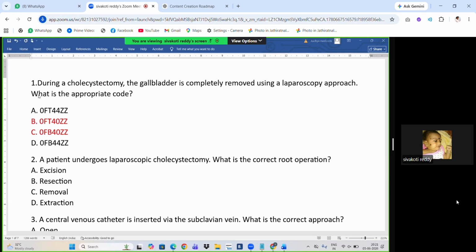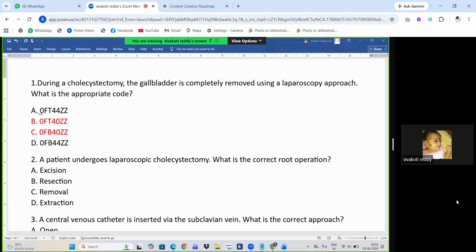Just listen. They given 4 options like this. First we need to check which character they are changing in the code, the 5th character. If they given the 5th character as the same in all the options, no need to look for the approach because they given the same approach in all the options. So what is the use of approach? Correct?